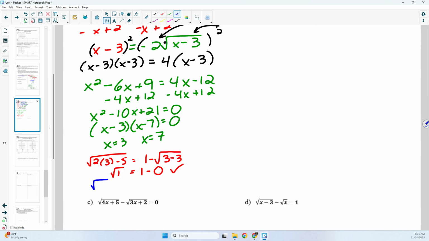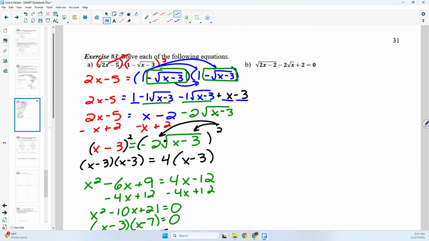So for my second solution, I have 2 times 7 minus 5 in this square root. And quickly I see that this one doesn't work because over here I have the square root of 9, which is 3. And over here I have 1 minus the square root of negative 4, right, which is going to be a 2i, so that is not going to be equal. So I cross out the 7, that's an extraneous solution, and my only answer is 3. So I'm going to suggest trying these on your own, and then coming back and checking.